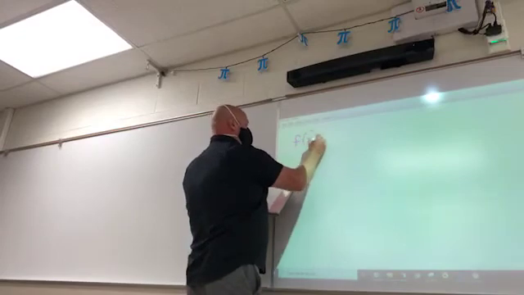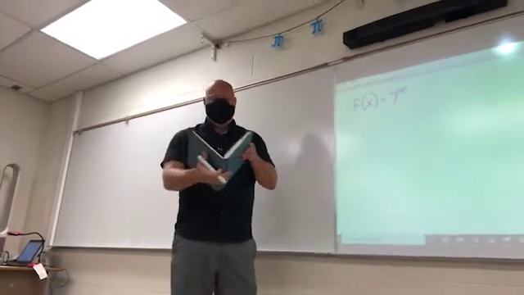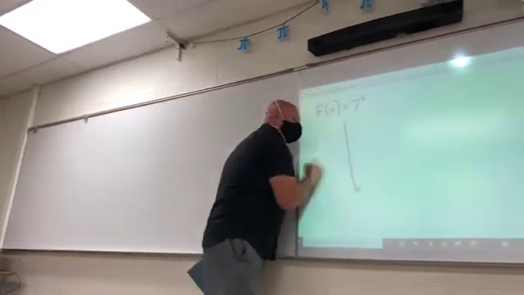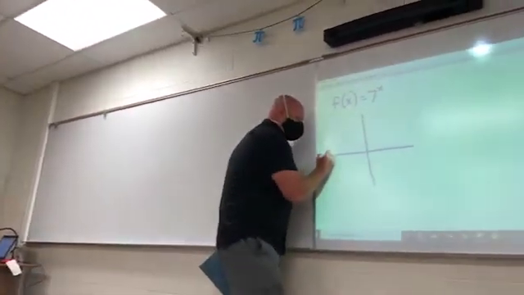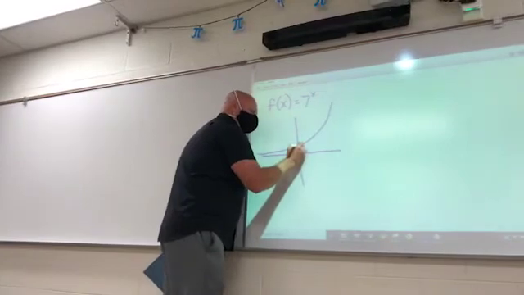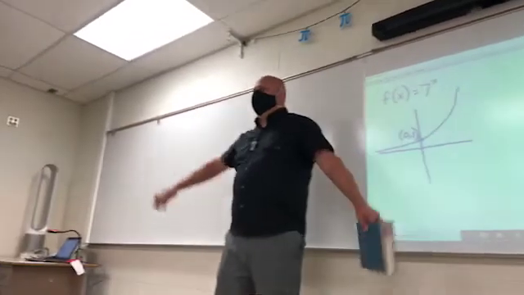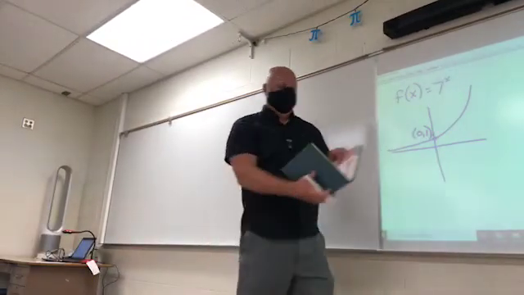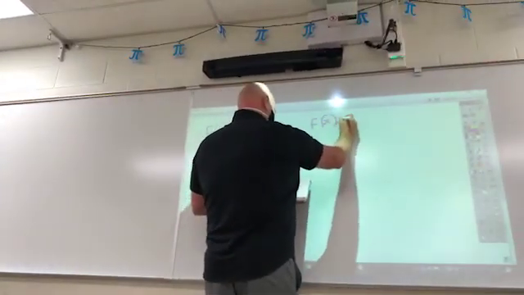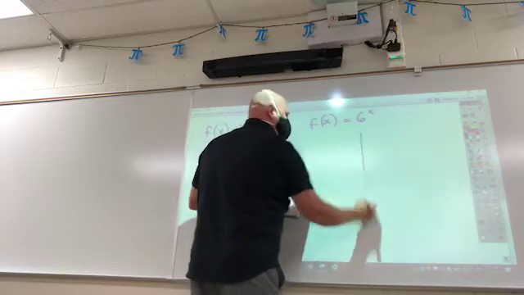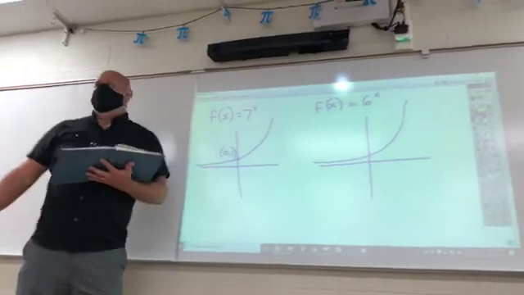Number 10. You have to graph y equals 7 to the x power. Is that a growth or a decay graph? That's growth. I want you to draw a basic sketch that looks like this. Show that it goes through the point (0, 1). Done. When you do number 12, it says 6 to the x. Is that growth or decay? That's growth. Done.